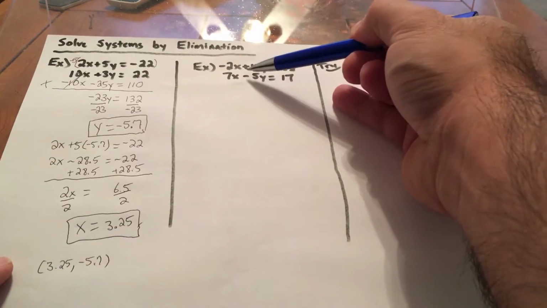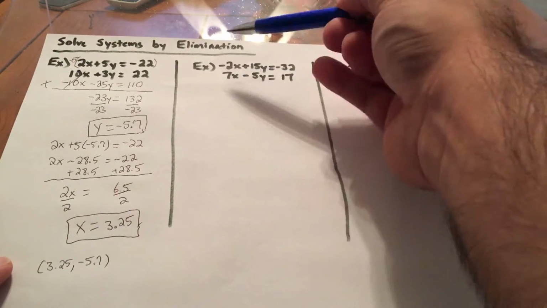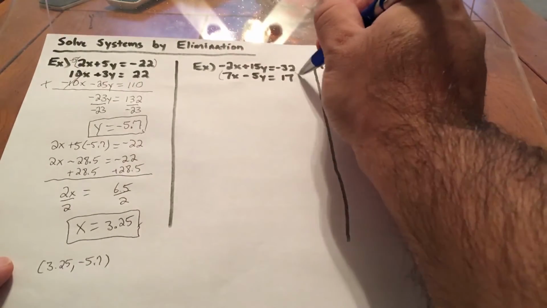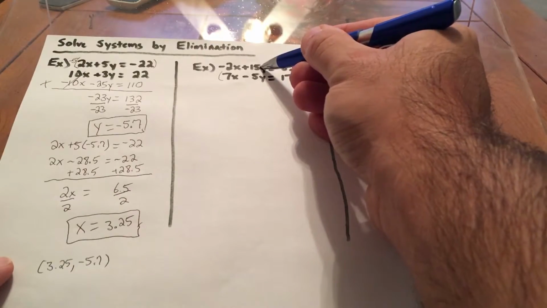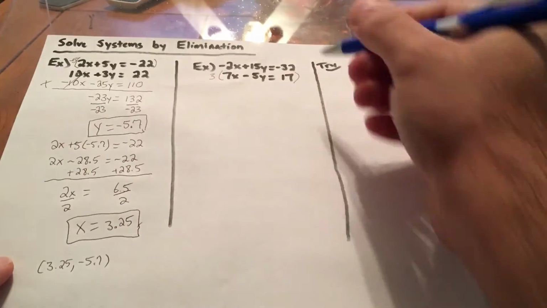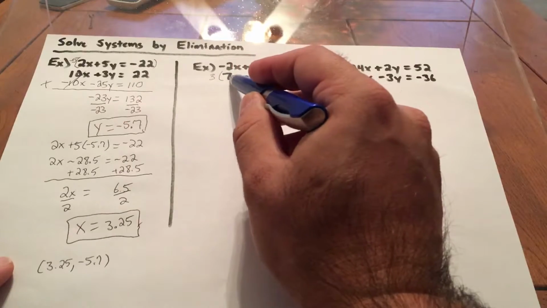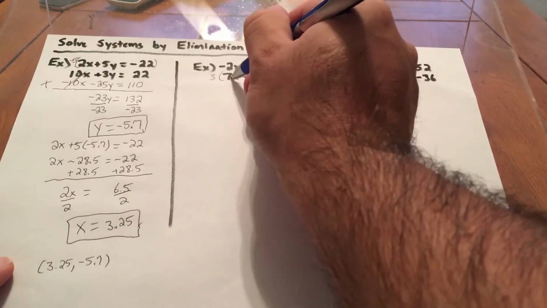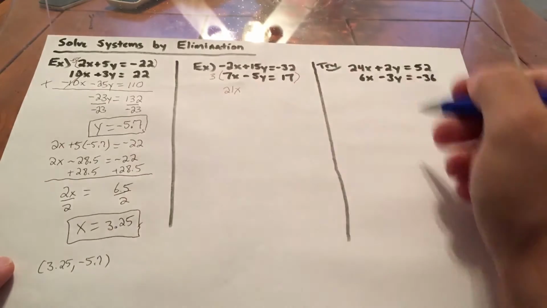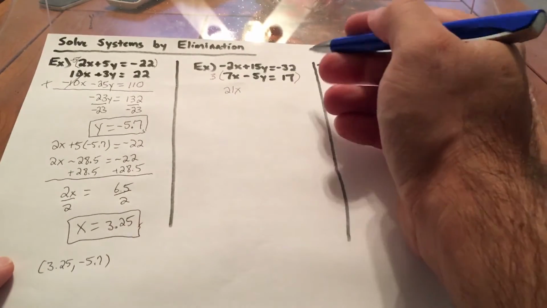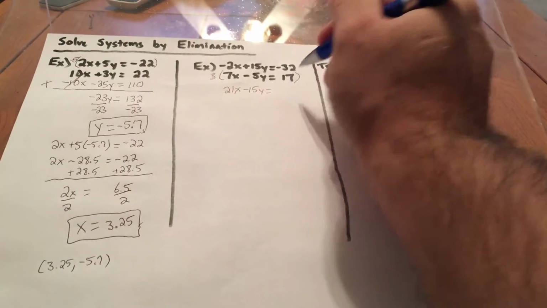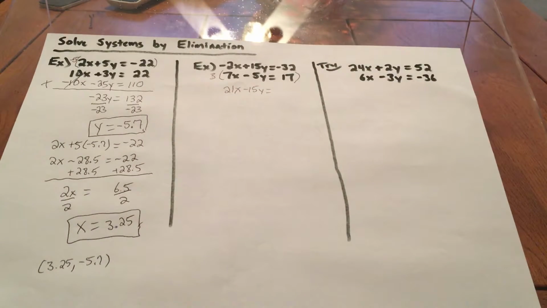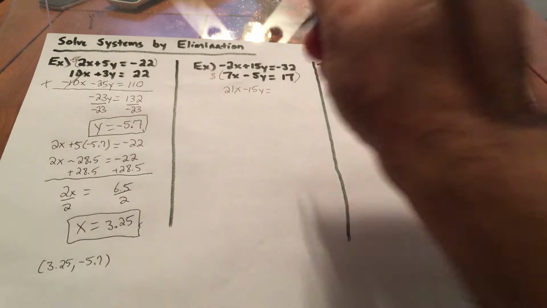Now notice this is plus and this is minus, so in this case we're only going to have to multiply by a positive number because they're already opposite signs. So what do I have to multiply 5 by to get 15? Well, I have to multiply by 3. So I have to multiply the entire equation by 3. 3 times 7x would be 21x. 3 times negative 5 is negative 15y. And then 3 times 17 is equal to 51.